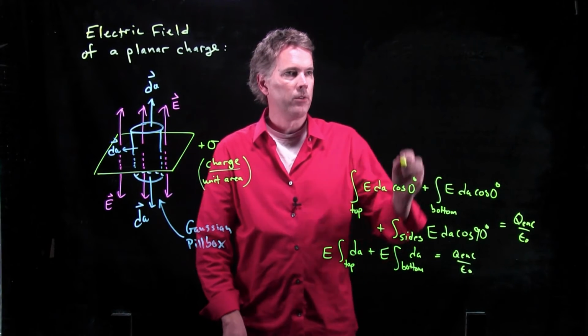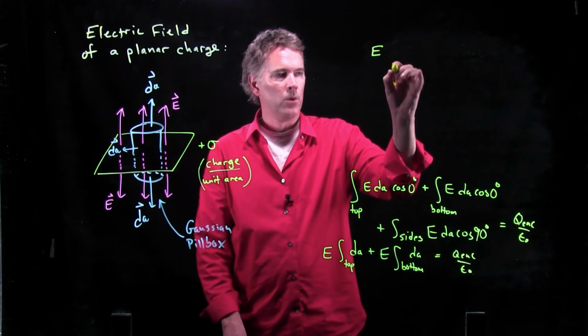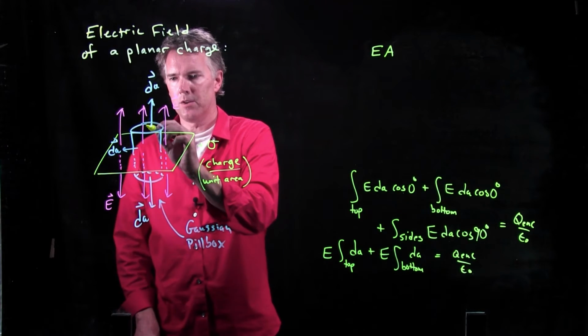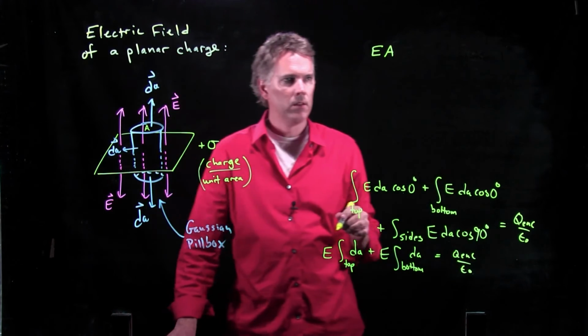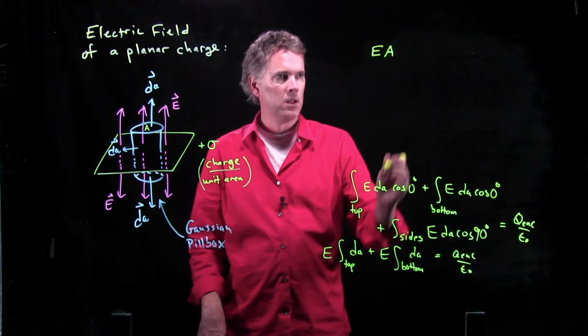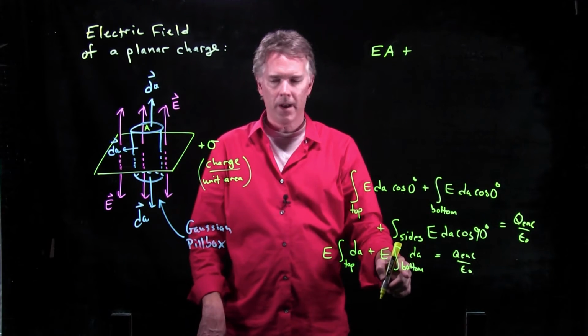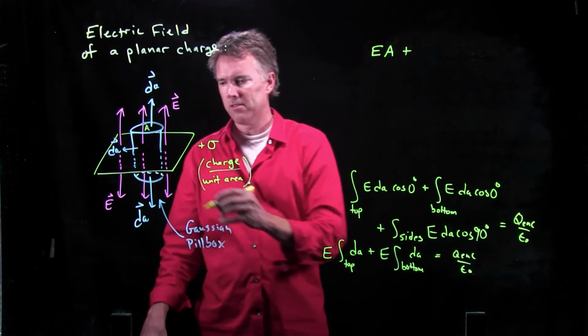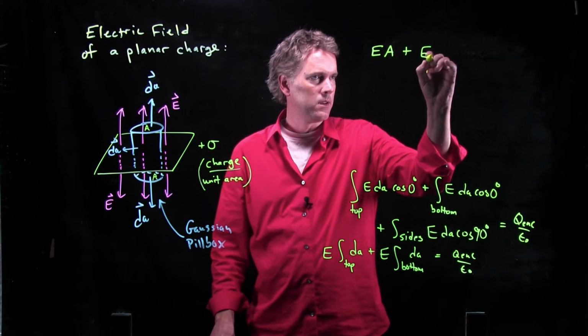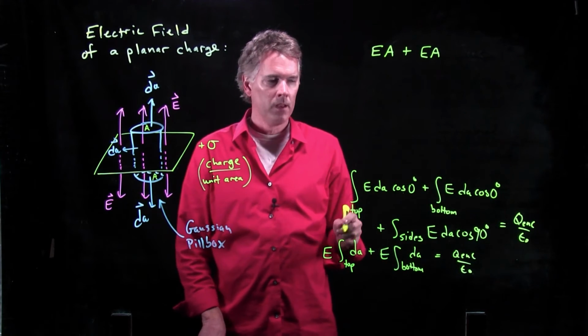E times the integral over the top. Well, that's just E times A. If this cross-sectional area is A, then the total area of the top is just A. What about the bottom? Well, the bottom is the exact same thing. That is also area A. And so we get E times A for the bottom.